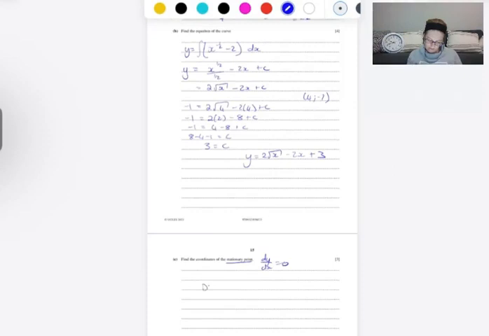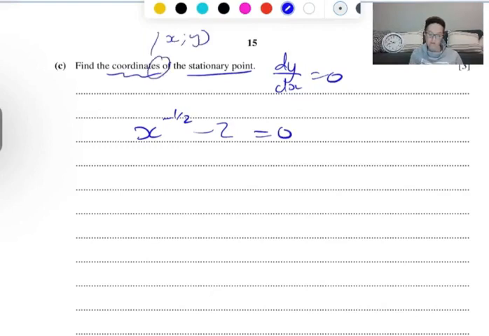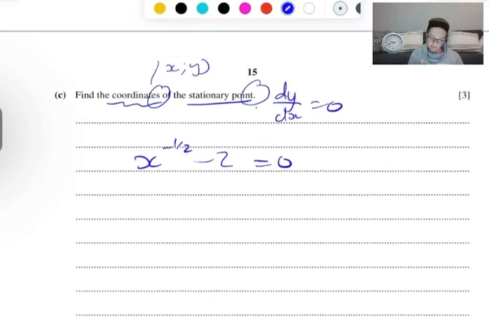x to the minus a half minus 2. Let's just make it a bit neater. Okay, if I can solve for that, find the coordinates, in other words, the x and y coordinates of the stationary point. So there's only one. Okay, all the keywords in English make sense.